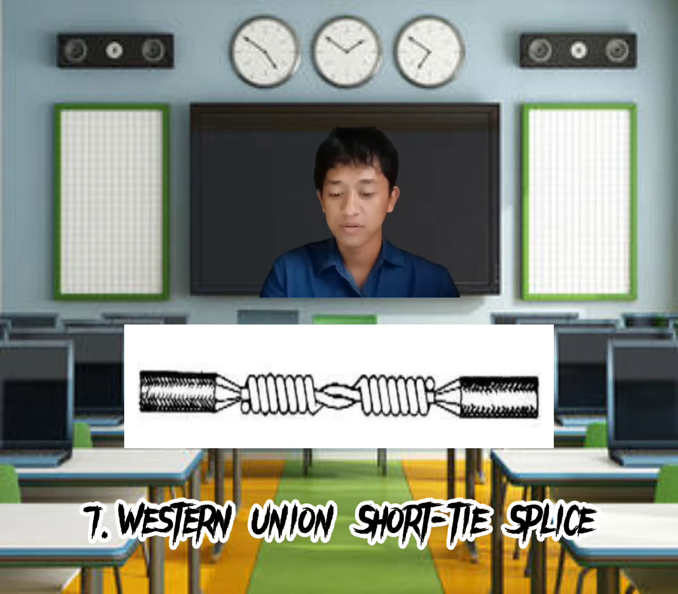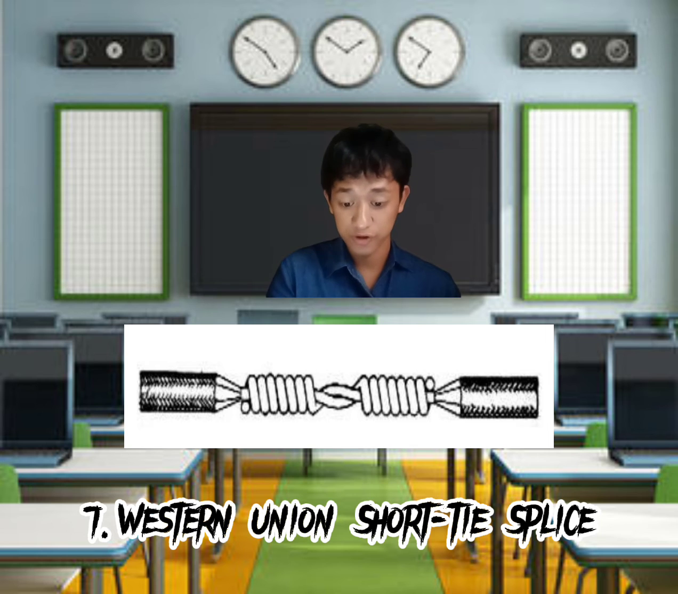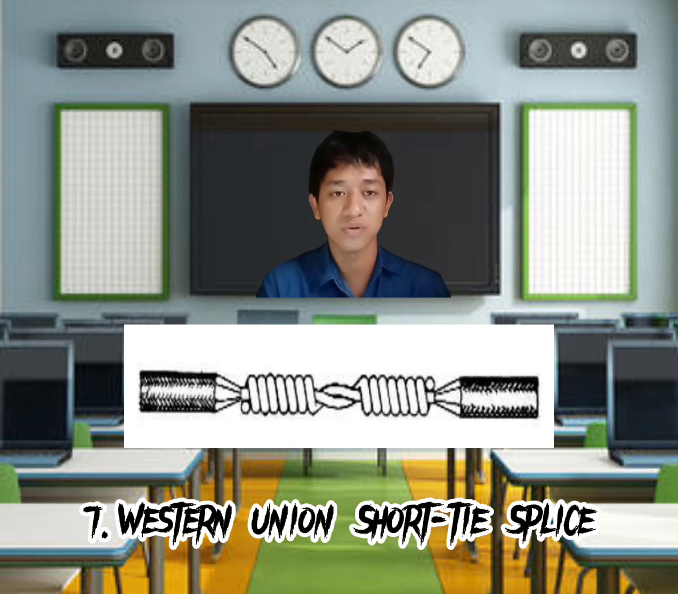Western Union or short tie splice. This is the most widely used splice or joint in interior wiring installation to extend the length of the wire from one point to another. So kini siya daw kadalasan nimo makita is kung ang wire nimo is na short, so magamit ka ni ug splice. Para sumpayan nimo ang imuhang wire para makaabot sa pikas junction box.